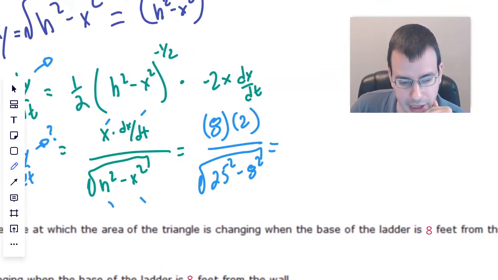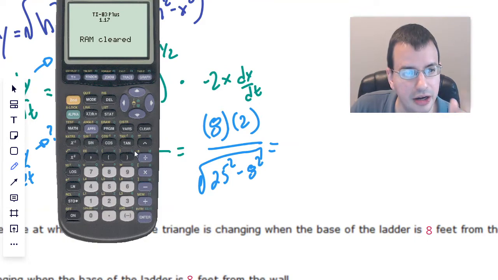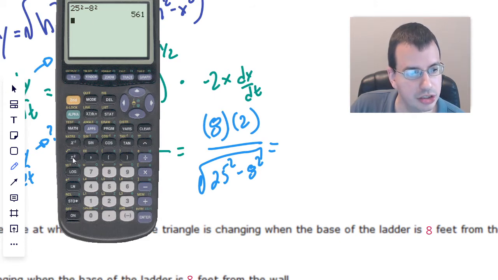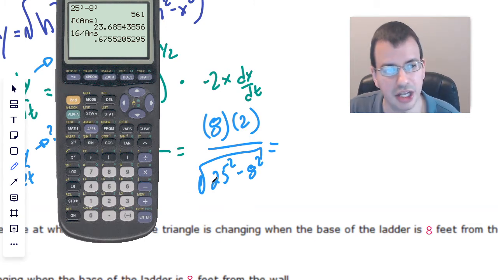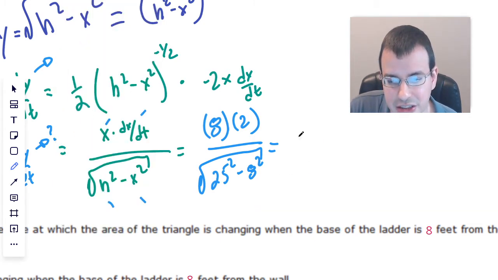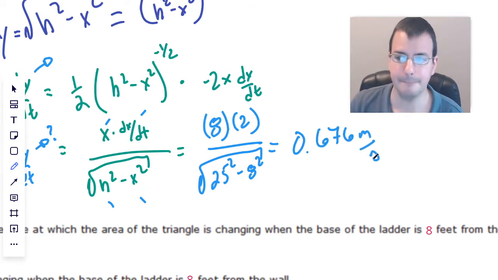Go to the calculator. On. Clear. I'm just going to call it 8 times 2 is 16. Nope, I'm going to do the bottom first. 25 squared minus 8 squared. Second, square root. Second answer. 16 divided by second answer. We get 0.676. And this will be meters per second.